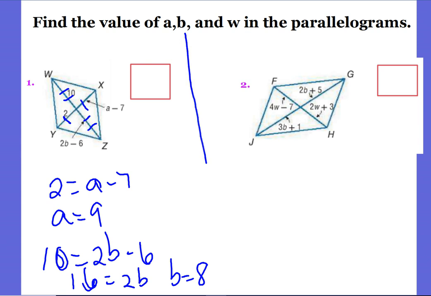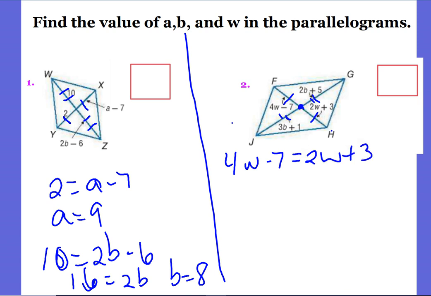Let's try one more. Again, our 5th characteristic says that parallelograms have diagonals that bisect one another. Let's go ahead and solve for B and W in this case. I know that since F to this point of intersection is congruent to the point of intersection to H, I can set 4W minus 7 equal to 2W plus 3. Subtracting 2W on both sides gives me 2W minus 7 equals 3. Adding 7 to both sides gives me that 2W equals 10. And then after dividing, W will give me 5.